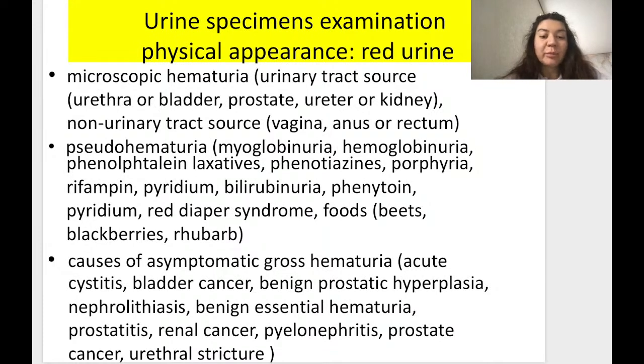Causes of asymptomatic gross hematuria. Most often it is acute cystitis, bladder cancer, benign prostatic hyperplasia, nephrolithiasis, benign essential hematuria, prostatitis, renal cancer, pyelonephritis, prostate cancer, urethral stricture.